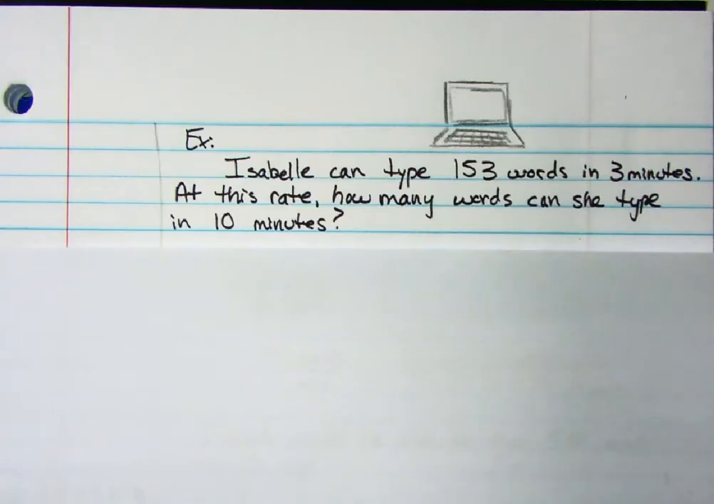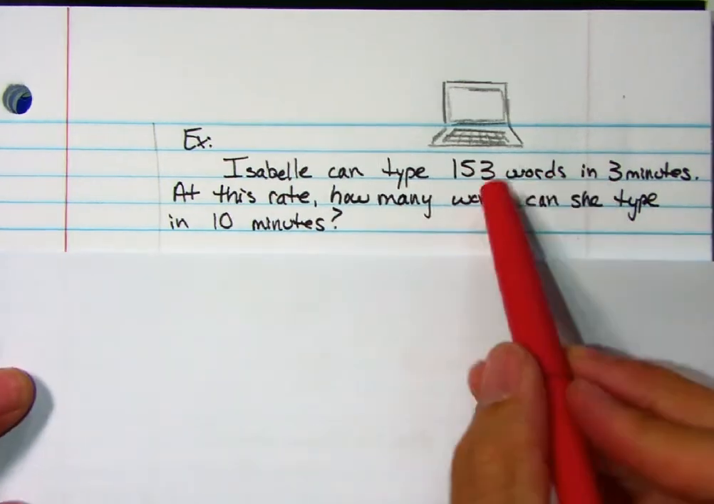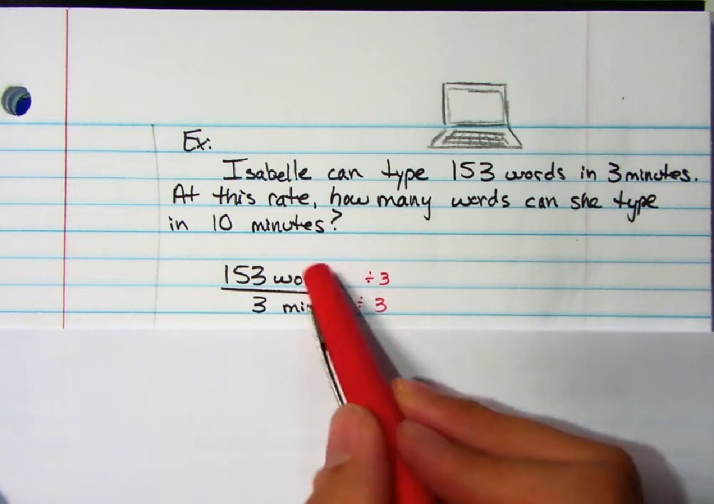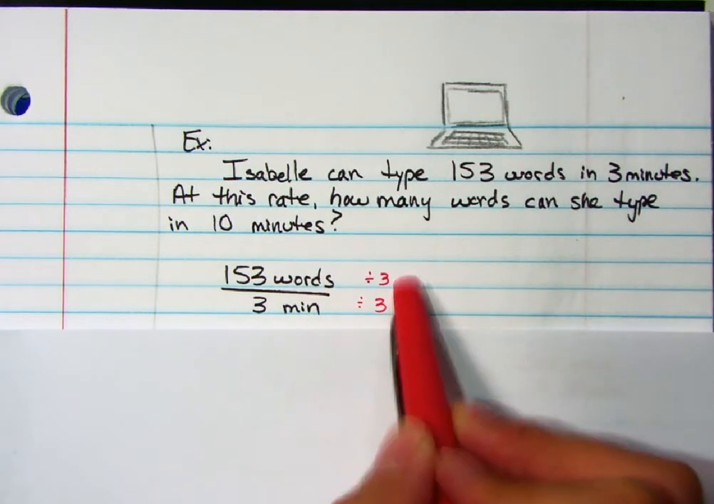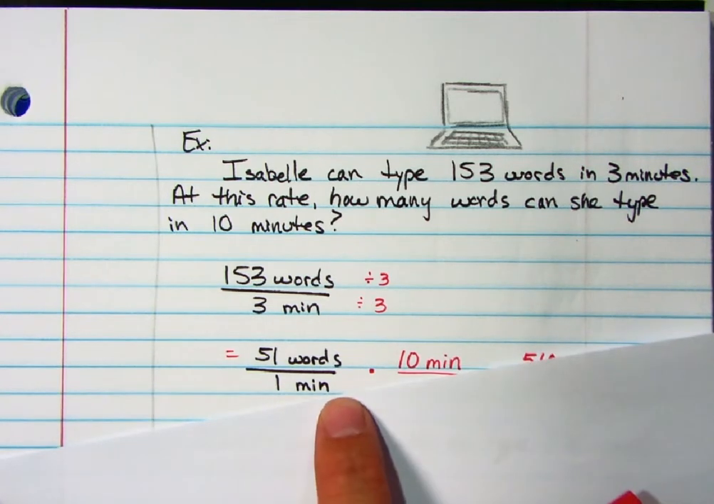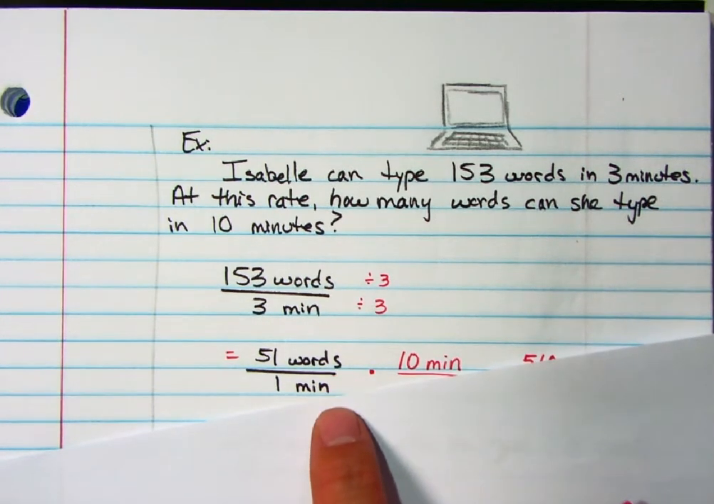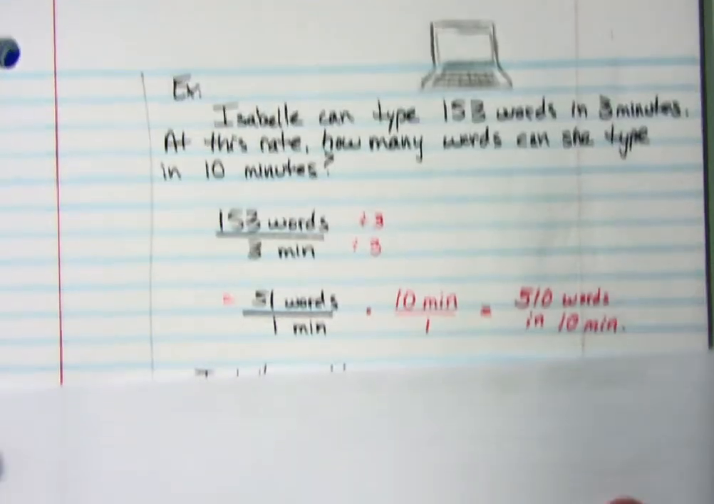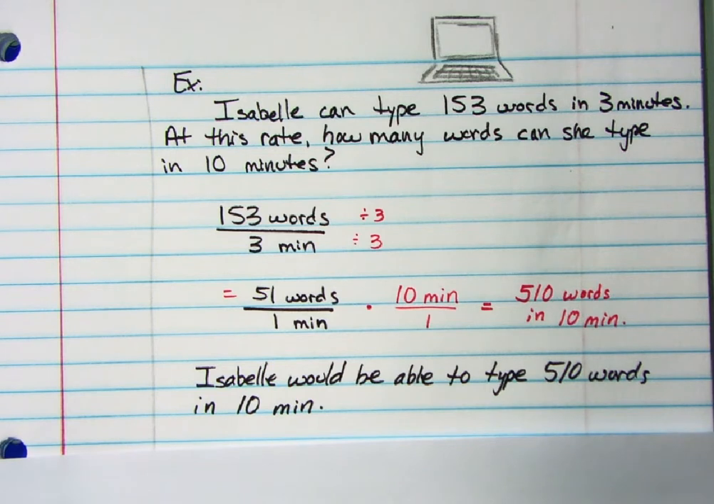The last example is Isabel can type 153 words in 3 minutes. At this rate, how many words can she type in 10 minutes? So the good thing to do is to probably take this rate and find a unit rate. So I have 153 words in 3 minutes. I divide both by 3 to make my denominator 1. I do that here. And then I say, okay, so she can type 51 words a minute, times it by 10 minutes, and I end up with 510 words. So therefore, Isabel would be able to type 510 words in 10 minutes.